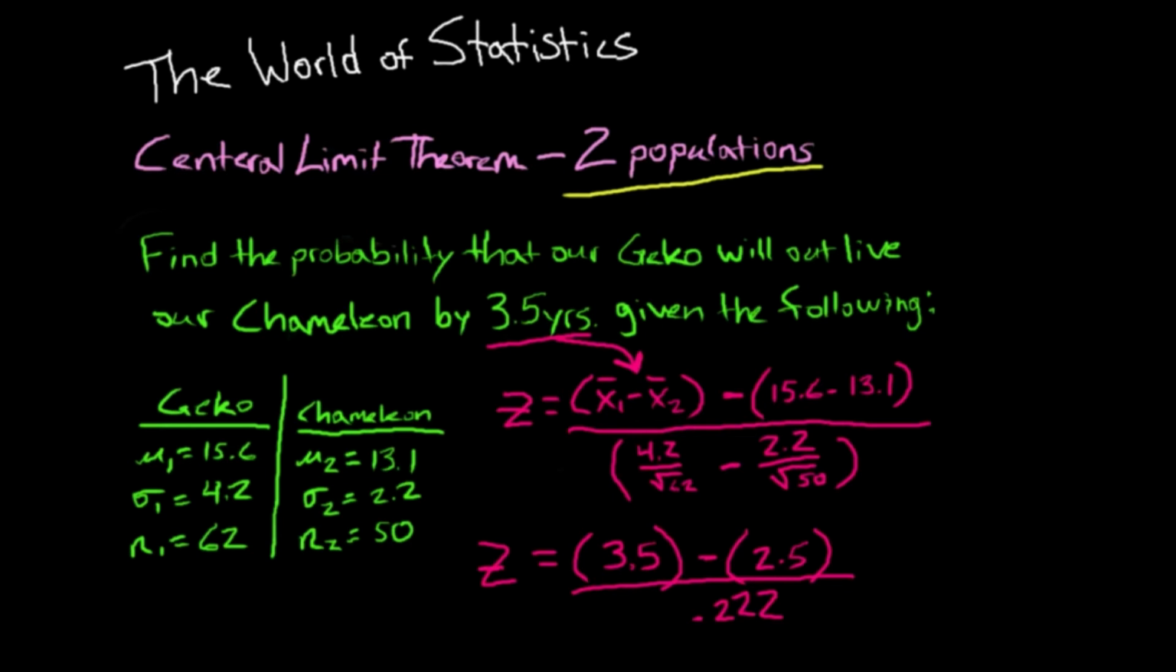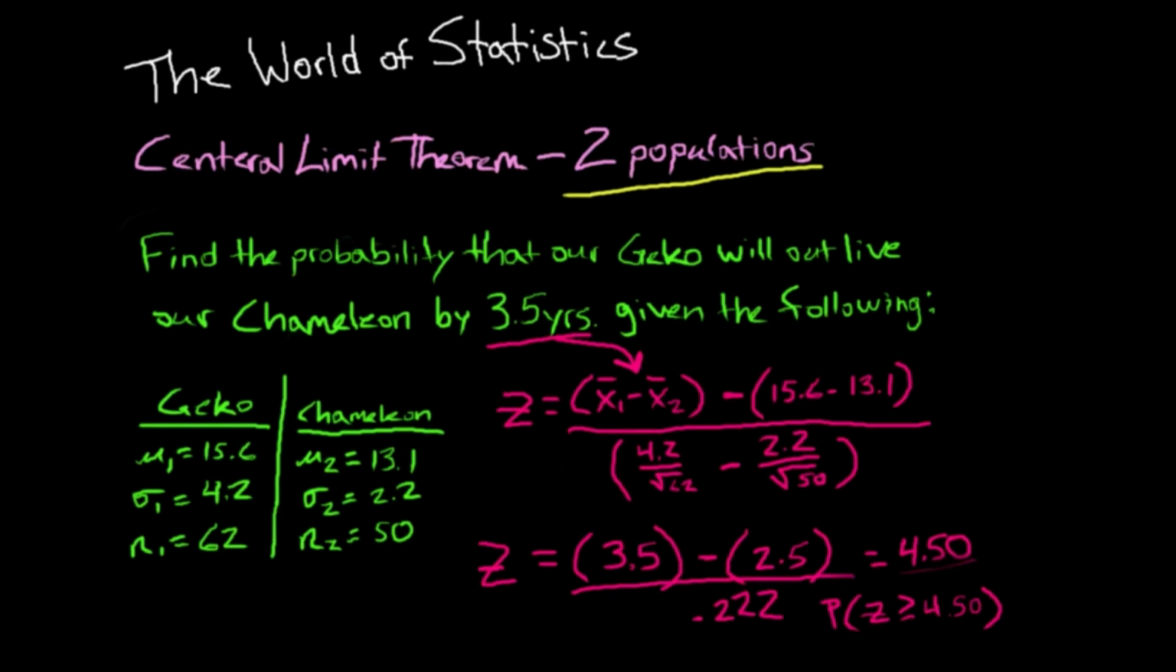So that's how we use the Central Limit Theorem with two populations using the formula given. The tricky part is figuring out the x bar 1 minus x bar 2. Most of the time it's going to be hidden within your question because it's the difference we're looking at. In this case, the probability that our gecko will outlive our chameleon by 3.5 years, that would be the difference here. Once we do that, this gives us a z value of 4.50. So the question is asking the probability that z is greater than or equal to 4.50.